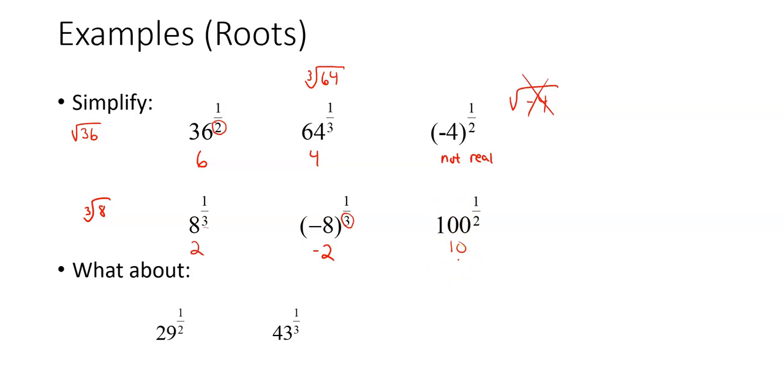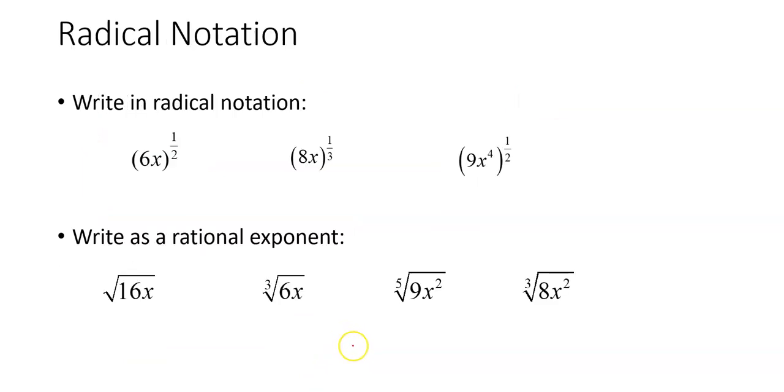For these numbers down the bottom, these are not perfect squares and perfect cubes. So this first one can be written as the square root of 29. Now, if somebody asks you for an approximation, you can grab a calculator, get an approximation. It's going to be something between 5 and 6, right? The square root of 25 is 5. Square root of 36 is 6. So somewhere in between there is the square root of 29. The same thing here, right? This is the equivalent of the cube root of 43. And so I know the cube root of 64 is 4. The cube root of 27 is 3. So 3 point something.